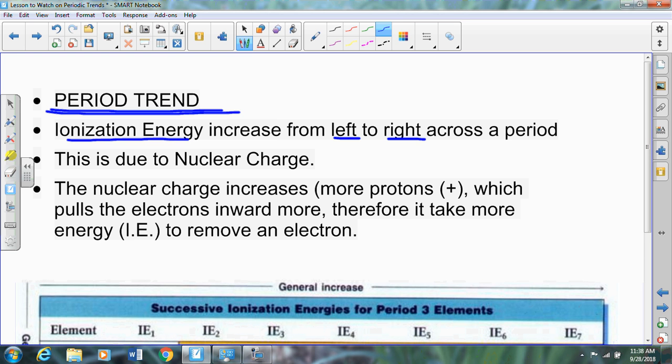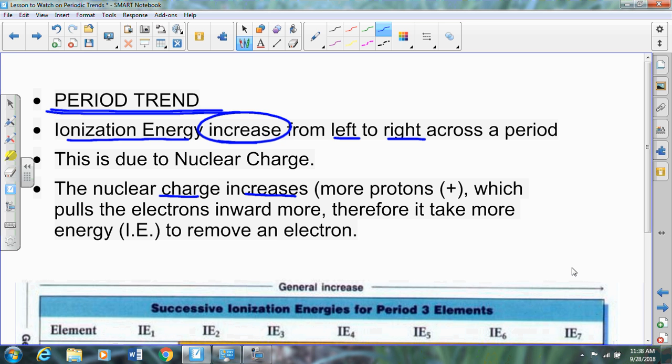This trend is due to nuclear charge. You will remember that nuclear charge increases going across, and your nuclear charge is the number of protons, which pulls the electrons inward, and therefore it takes more ionization energy to remove an electron as you go across. This table illustrates that for you.